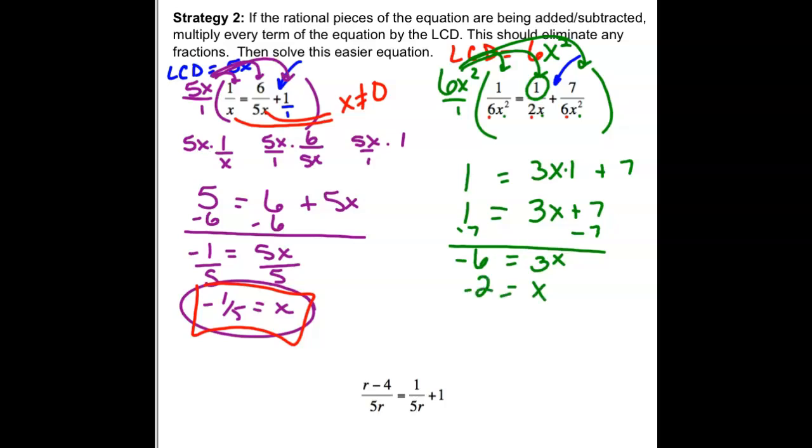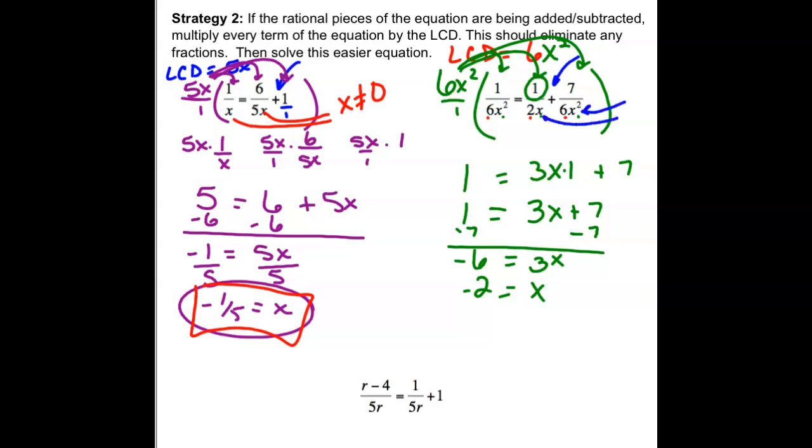Once again, looking at my LCD restrictions, in all these cases, I would just have to say that x cannot equal 0. So this should be a valid solution, since I'm not getting 0 for an answer.